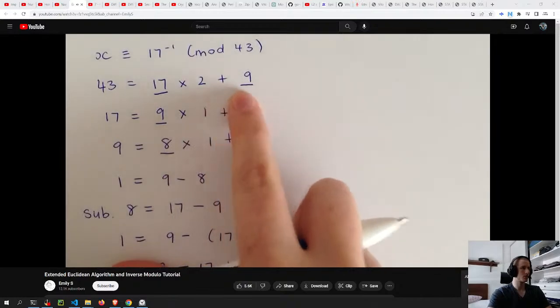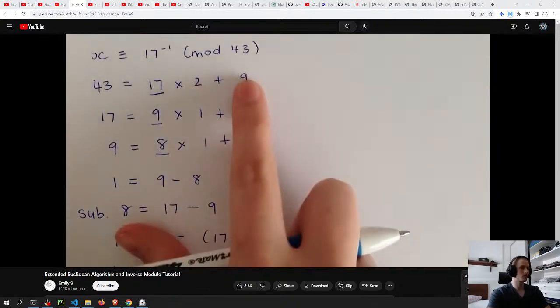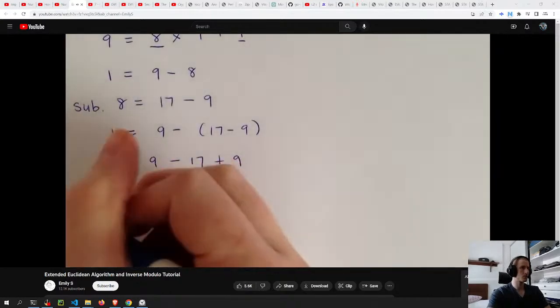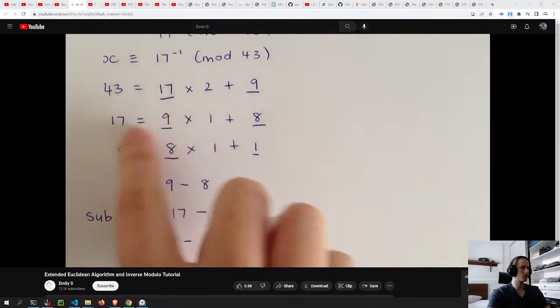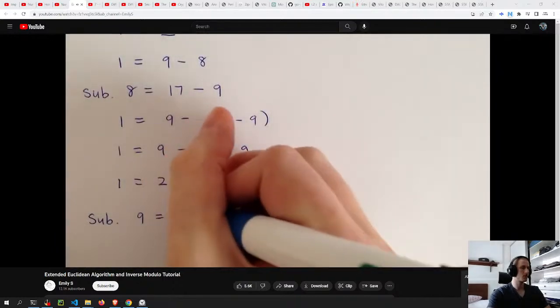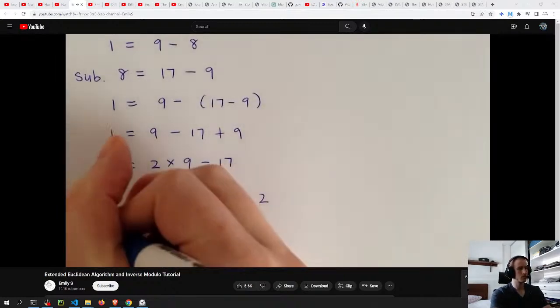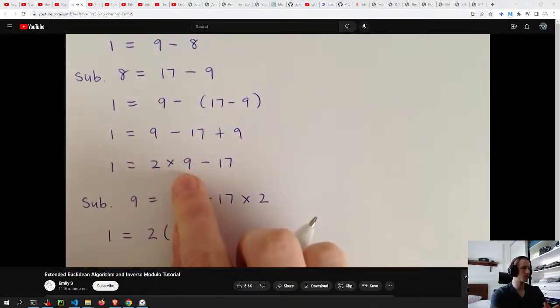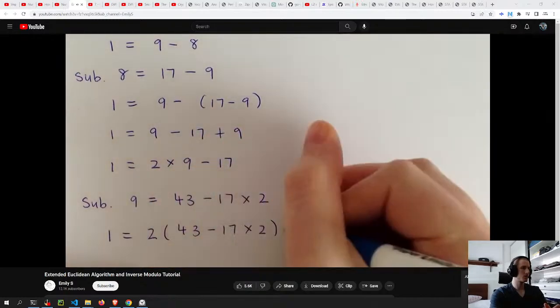So we want to go back up the Euclidean algorithm and we want to use this one instead. So we want to sub that into what we've just done. So again, we want it in terms of this 9 here. So that'll make it 9 equals, take this 17 times 2 over the other side. So we get 43 minus 17 times 2. Now we want to sub this one into the one before it. So that makes 1 equals 2 times, instead of a 9, we want to write this equation here. And then don't forget this minus 17 as well.